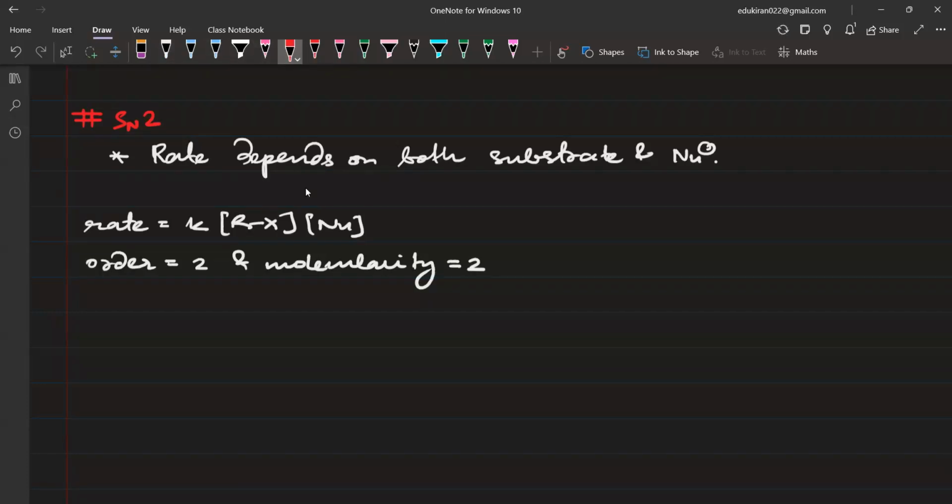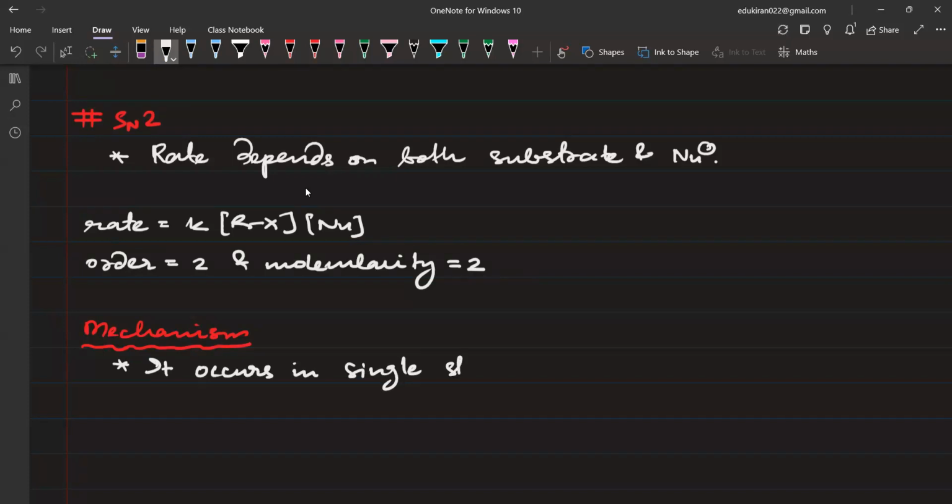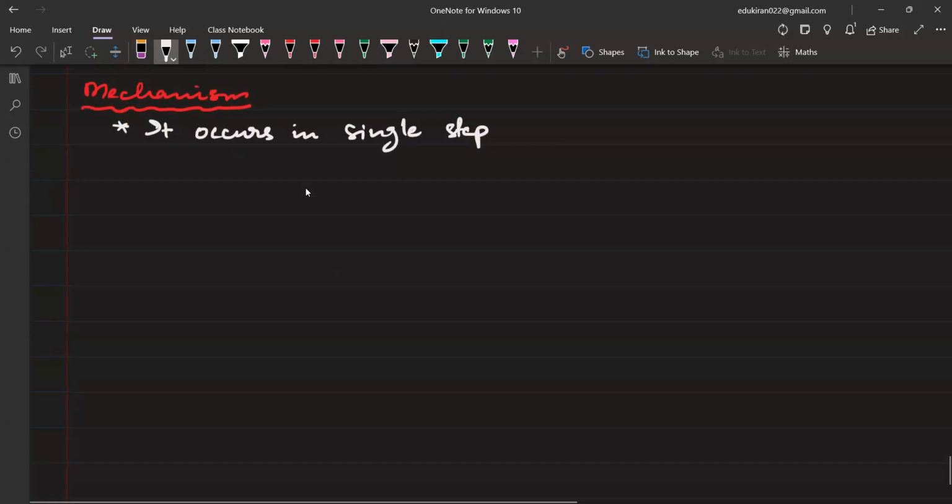Now let us look at the mechanism. Now, for the mechanism, you only have to remember one thing: that it occurs in a single step. It occurs in a single step.